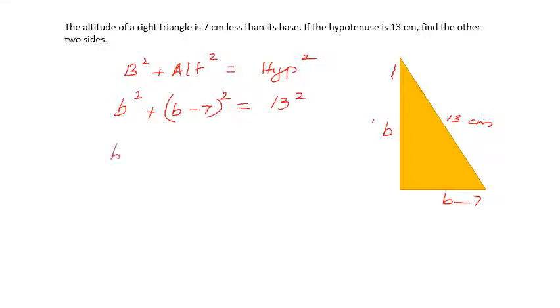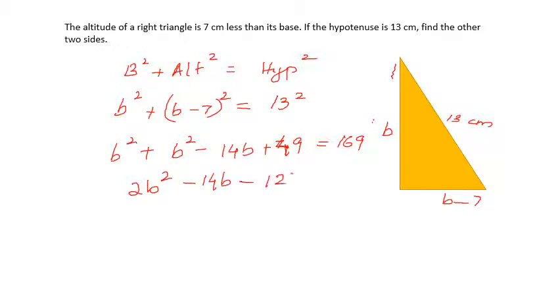Now we have to expand this. b square plus b minus 7 whole square is b square minus 2ab plus b square, that is 49. 7 square is 49, is equal to 13 square. 13 square is 169. Now you can find out, b square plus b square is 2b square minus 14b minus 120 is equal to 0.